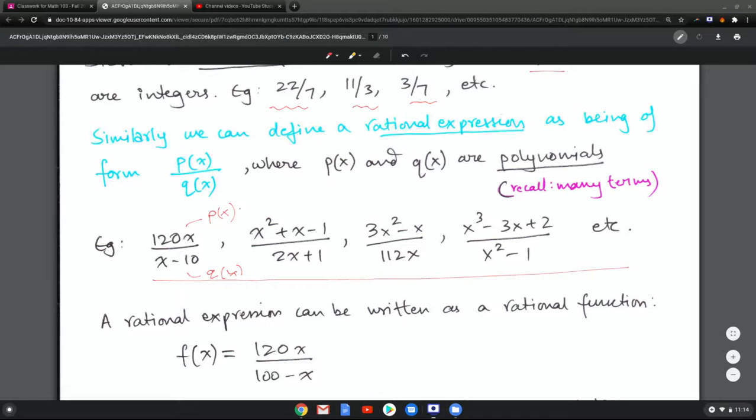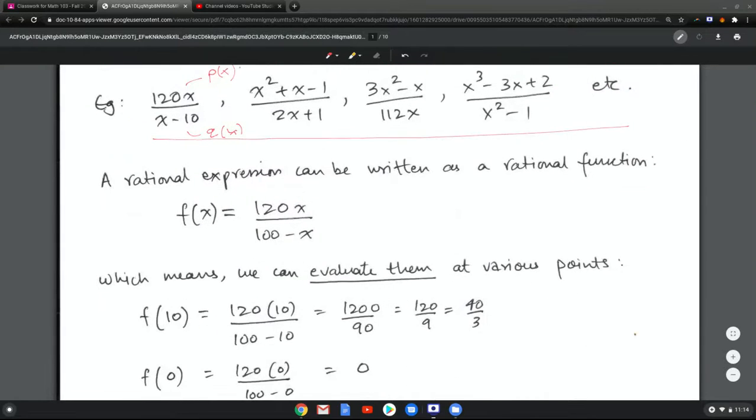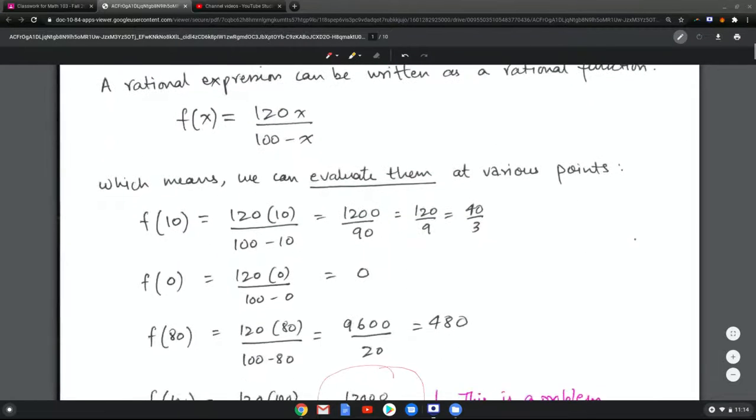Now, we can write a rational expression in the form of a rational function. For example, f(x) equals 120x over 100 minus x. This means that we can evaluate them at various points, which you have already learned how to do. f(10) would give you 40 over 3, f(0) is 0, f(80) is 480.